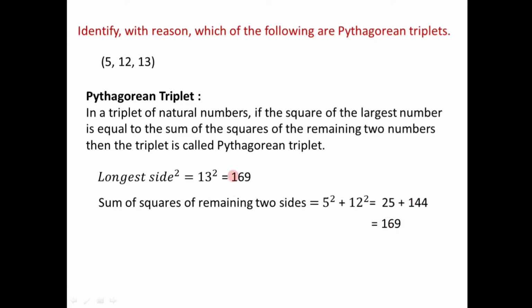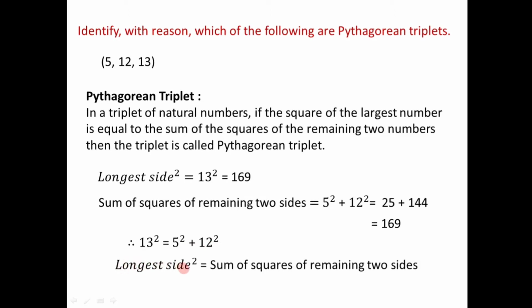So as we can observe, 13 square is 169 and the sum of squares of the remaining two numbers is also 169. So from this we have 13 square is equal to 5 square plus 12 square, that means the longest side square is equal to the sum of squares of the remaining two sides. That's why the given triplet is a Pythagorean triplet.